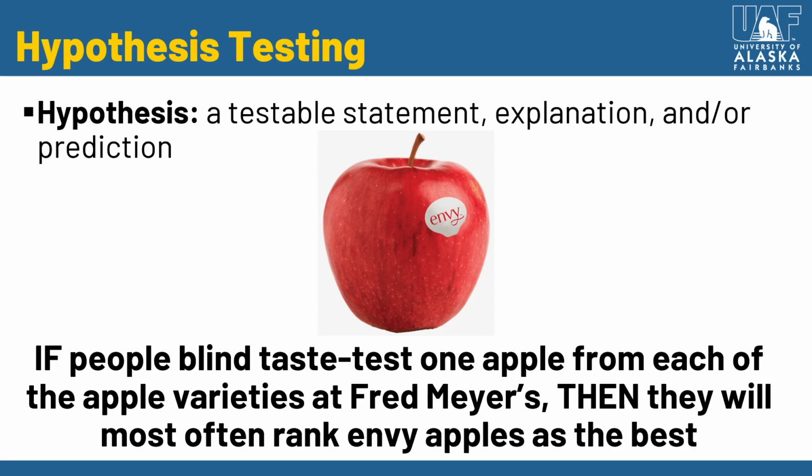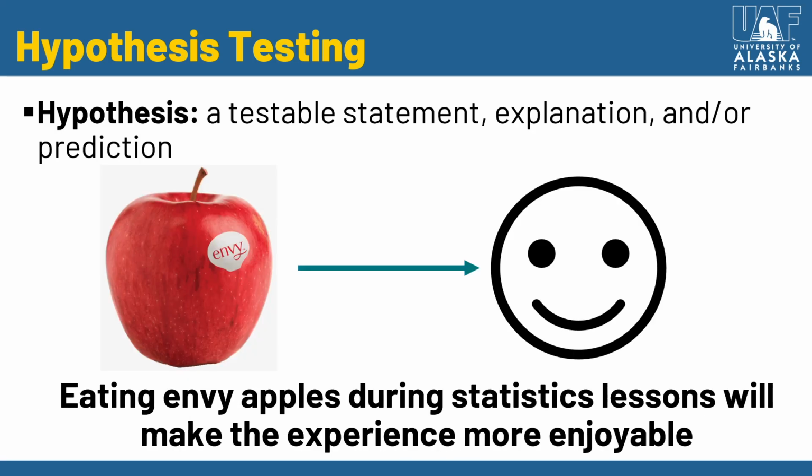So maybe we want to punch it up even more. Like I remember being taught hypotheses were if-then statements. So you might say, okay, if people blind taste test one apple from each of the apple varieties at Fred Meyer's here in Fairbanks, then they will most often rank envy apples as the best. Right. So you get my point, right? Like we need to provide more information for these to be truly testable or as precise as possible for whatever our study might be. You might also say, okay, it's not an if-then statement.